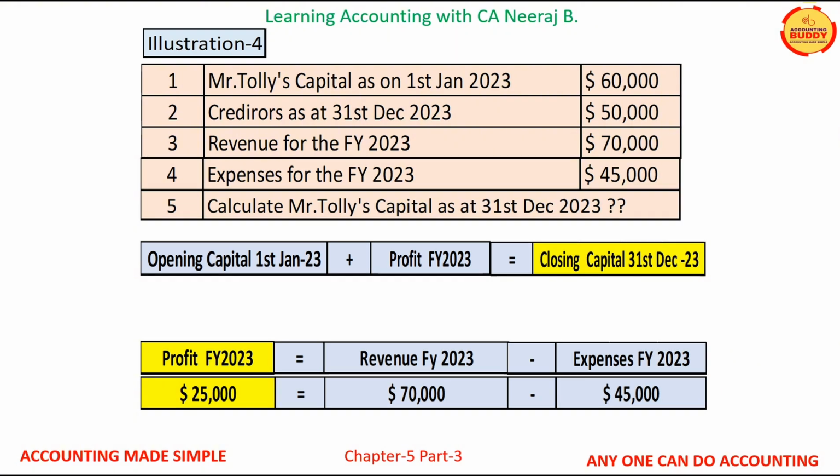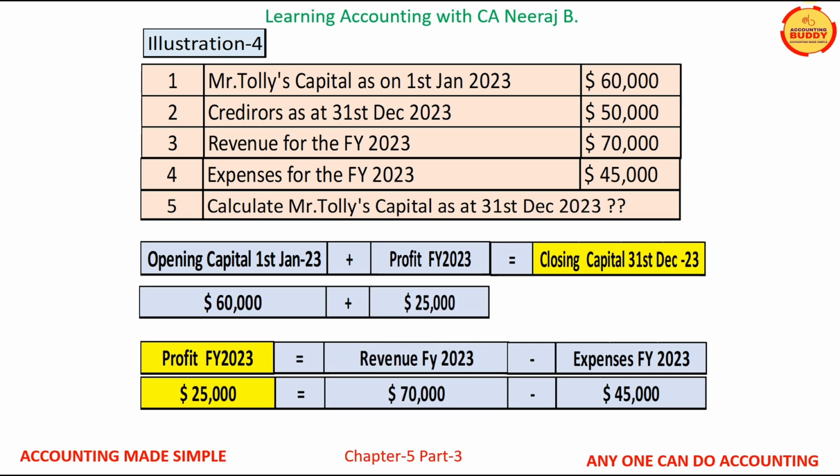Now opening capital of $60,000 as on 1st of January 23 is given, and if we add the profit for the year to it, we will get the closing capital of $85,000.